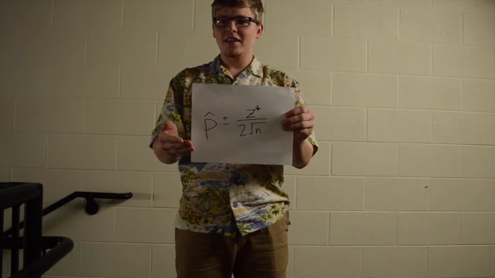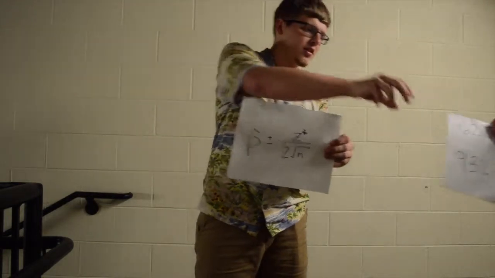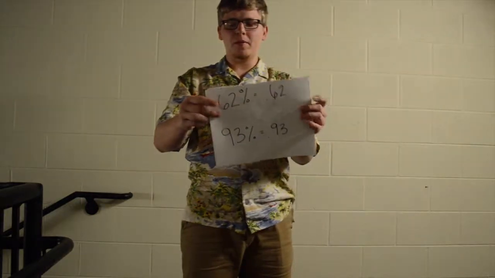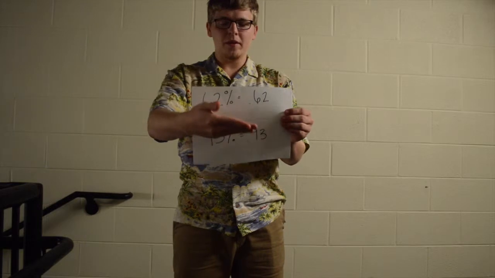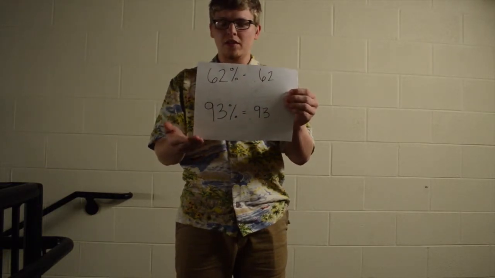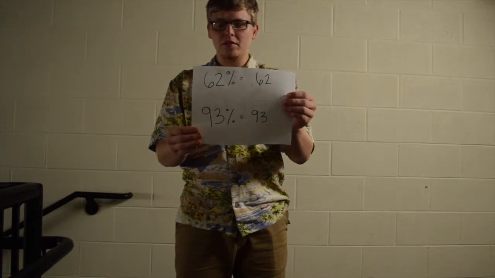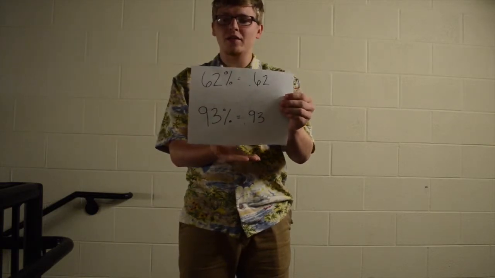P hat is the sample proportion in the form of a decimal. So, if your sample proportion was 62%, p hat would be 0.62. If your sample proportion was 93%, your p hat will be 0.93.